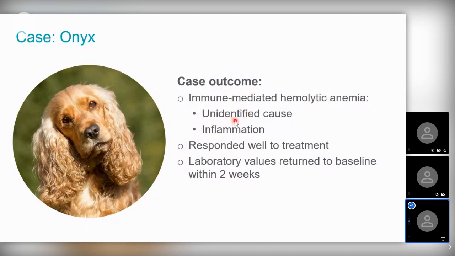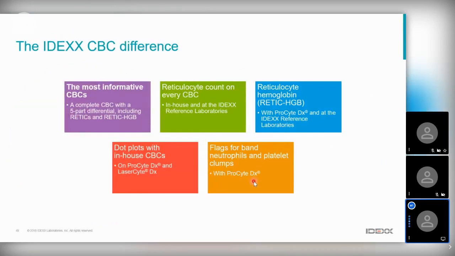It could be anything. It could be an Anaplasma infection. It could be a Babesia infection. It could be an Ehrlichia infection. It could be anything, and there would be an underlying inflammation in the body. And then we gave the treatment to the animal and it responded well. Onyx responded well to the treatment, and the laboratory values returned to the baseline within 2 weeks. So in this simple case, we have seen how reticulocytes can guide us to better treatment early.